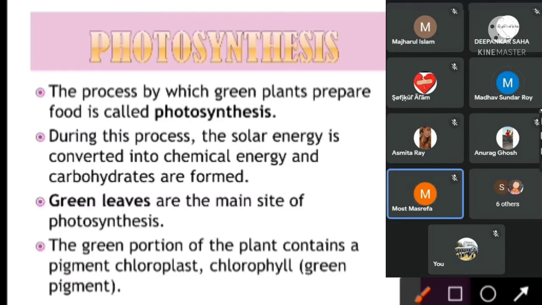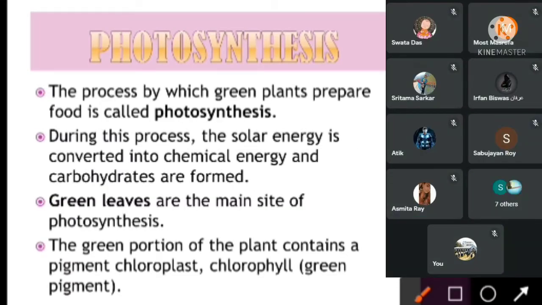Yes, ma'am. Photosynthesis. Understood. So what is photosynthesis? The process by which green plants prepare their own food, through autotrophic nutrition, is known as photosynthesis.